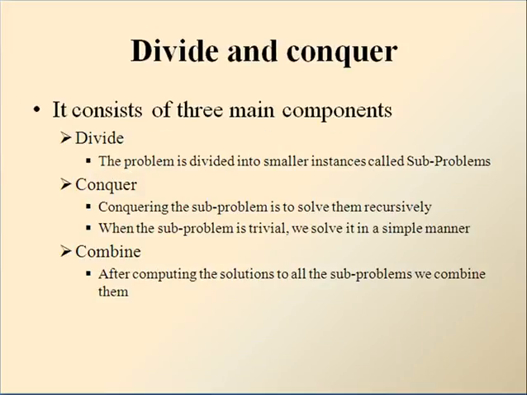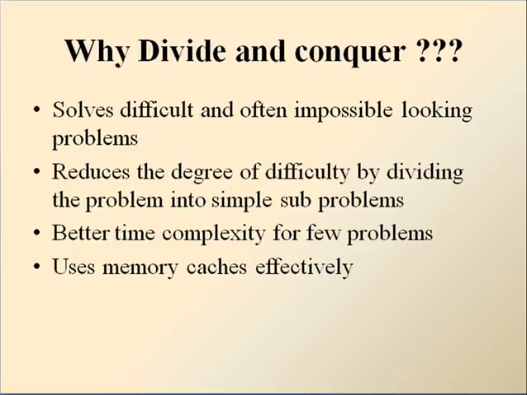Divide and conquer consists of three main components. Divide: the problem is divided into smaller instances called subproblems. Conquer: conquering the subproblems by solving them recursively. When the subproblem is trivial, we solve it in a simple manner. Combine: after computing the solutions to all the subproblems, we combine them.